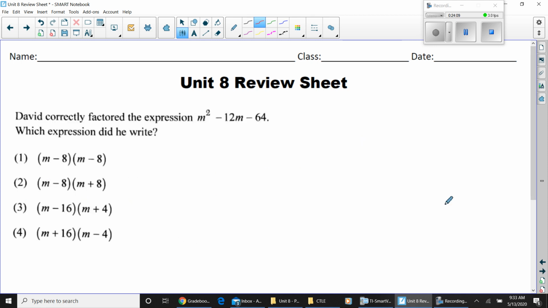All right, David correctly factored the expression m squared minus 12m minus 64. Which one did he write? So this is basically just a straight factoring problem of a polynomial. Go ahead, press pause, and do it now. So remember, you do have to find 2 factors that multiply to 64 and that add or subtract to 12, and so far I have not found that.